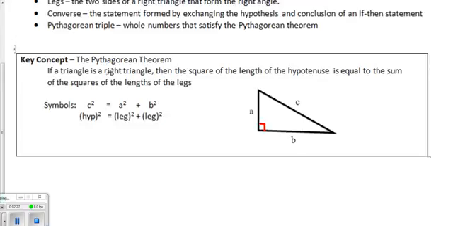It says if a triangle is a right triangle, then if you square the hypotenuse, it's equal to the sum of the squares of the legs. How else can we say that with symbols? A squared plus B squared equals C squared. Or you can mix it around and say C squared equals A squared plus B squared. That is the Pythagorean theorem. As long as this is a right triangle, then A squared plus B squared equals C squared.